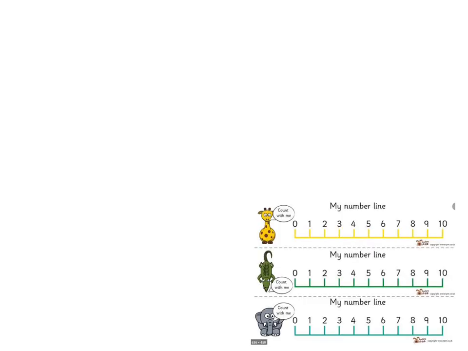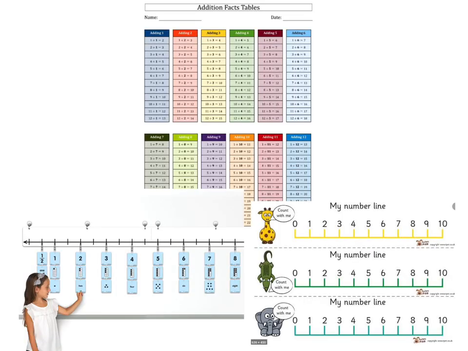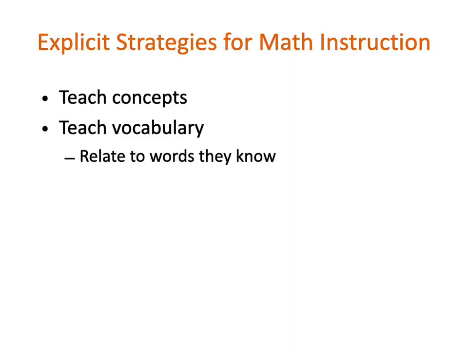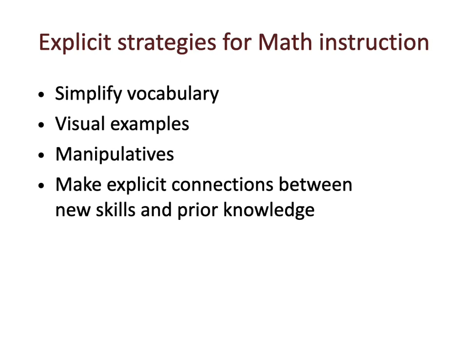The second step is that teachers provide an environment rich in opportunities to engage in math skills. Then teachers will teach the students with recommended practices. Those are some examples of recommended strategies for math instruction. Teachers can simplify vocabulary, use visual cues or manipulatives, or make explicit connections between new skills and prior knowledge.